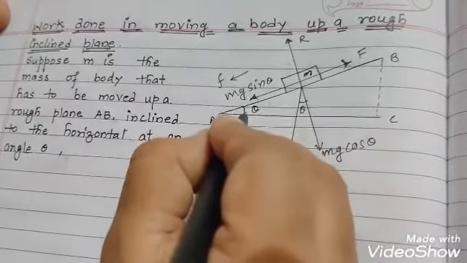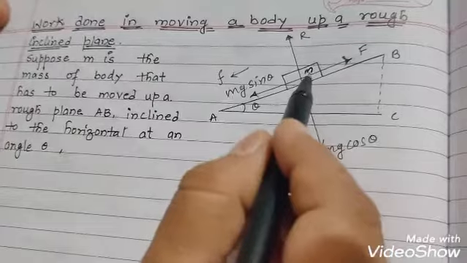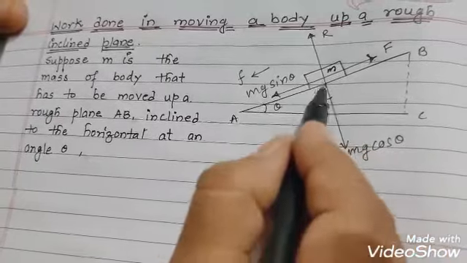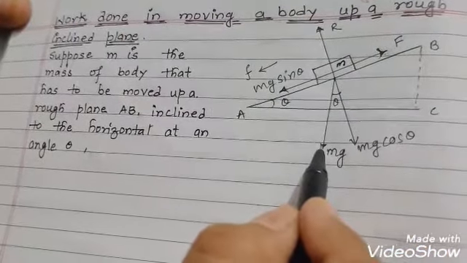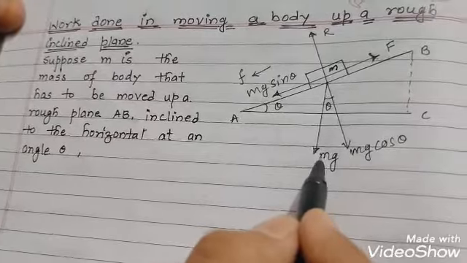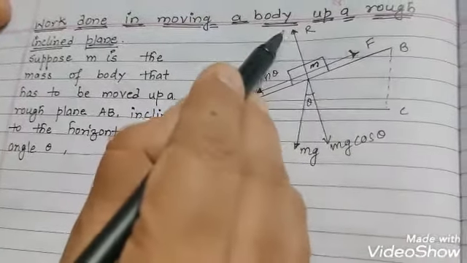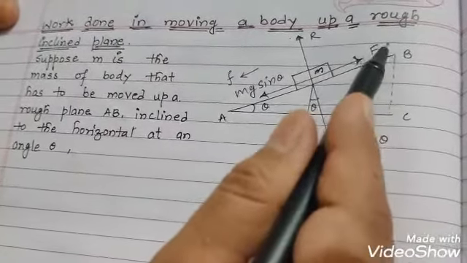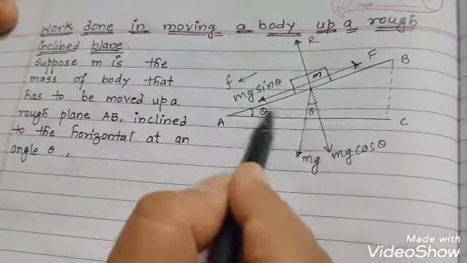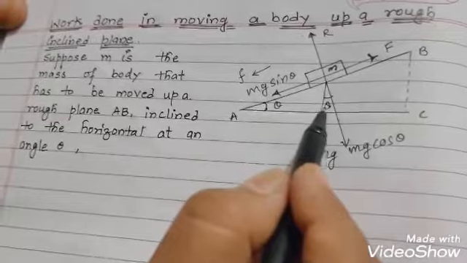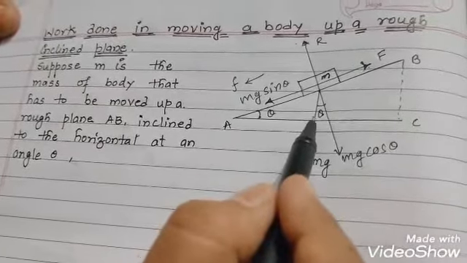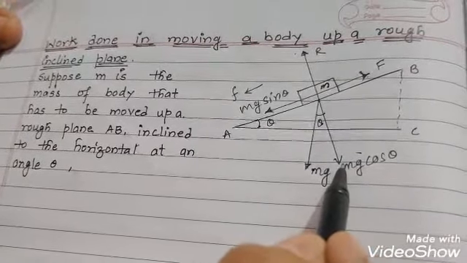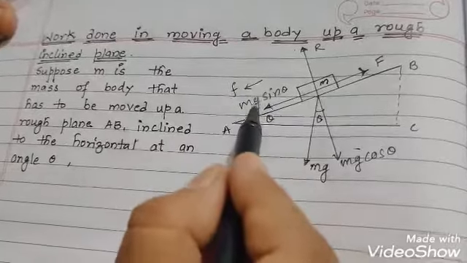You will see now the forces which are working on this body: mg, the weight of the body, perpendicular downward, and the normal reaction, which is perpendicular to the surface AB. If this angle is theta, this must also be theta. We have already proven this. So mg is resolved into two components. This one is mg cos theta and this is mg sin theta.